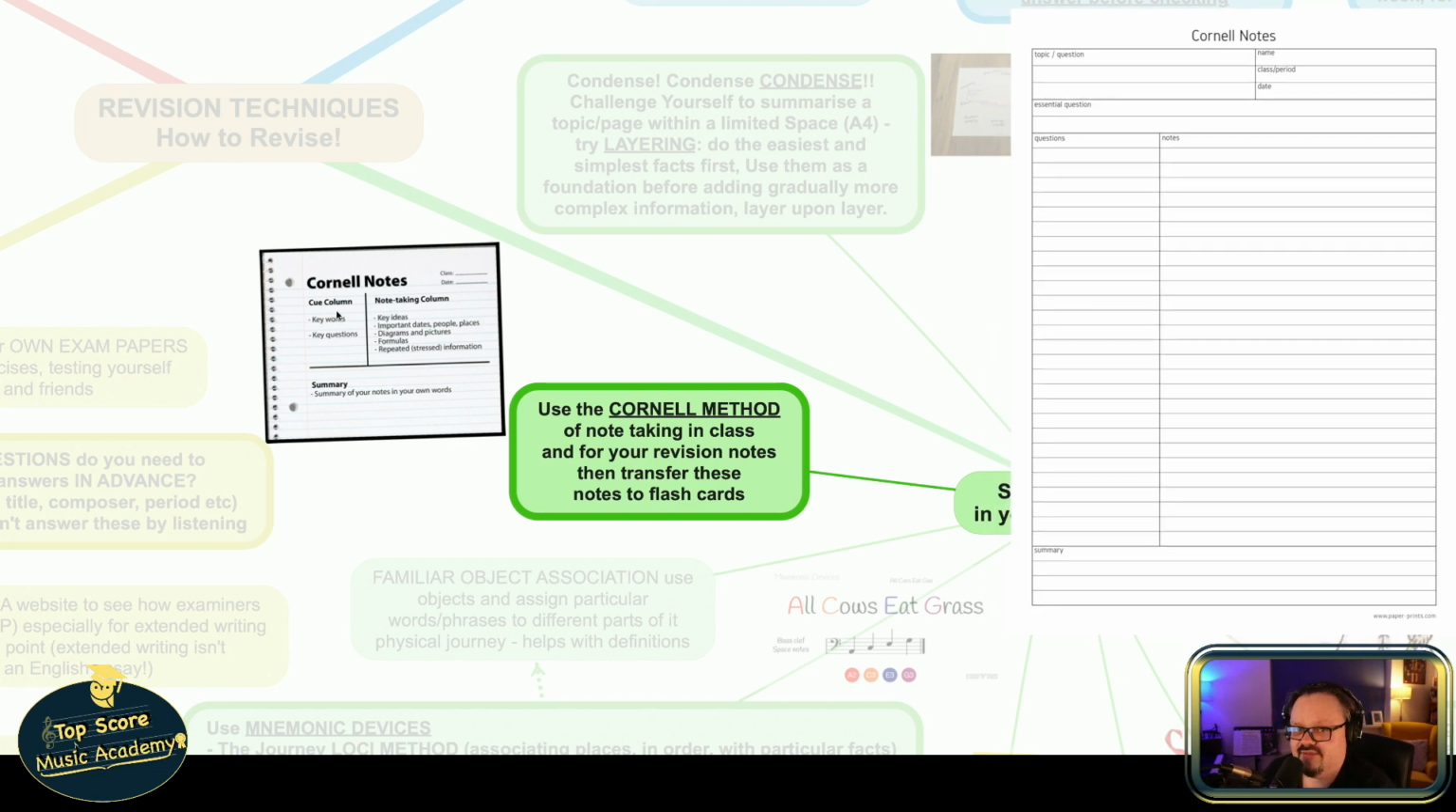You can do this with any A4 page, but you can actually buy A4 paper that is ruled out using the Cornell method of note taking. On one side you have this Q column where your key words and your key questions are. In the other two thirds of the page you have the note taking column, where your notes in class have key ideas or important dates, people, places, diagrams, pictures, formulas, repeated or stressed information.